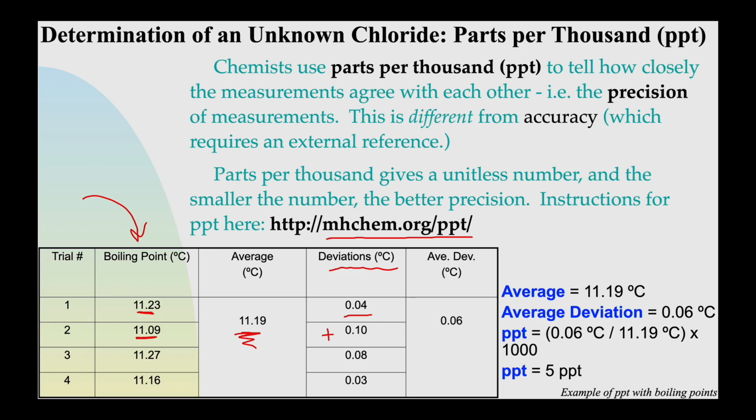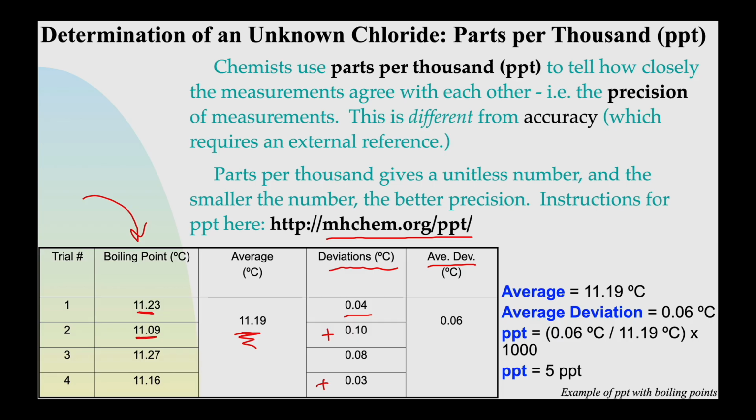No negative deviations, okay? So the next one, 11.27 minus 11.19, comes out to be 0.08, no problem. The next one, 11.16 minus 11.19, initially is negative 0.03, but again, we made it positive. All deviations are positive. Once you have the deviations, you need to find the average deviation.